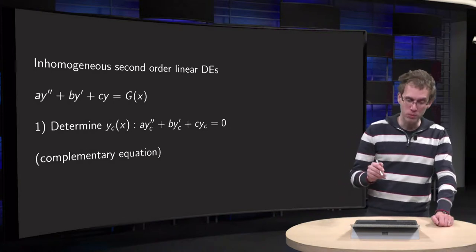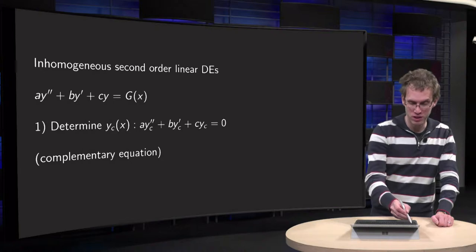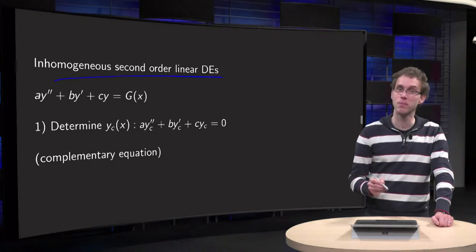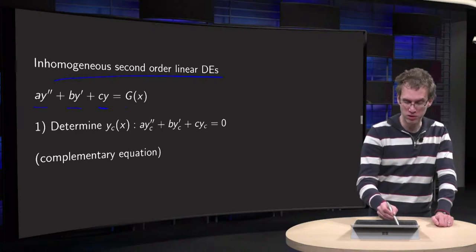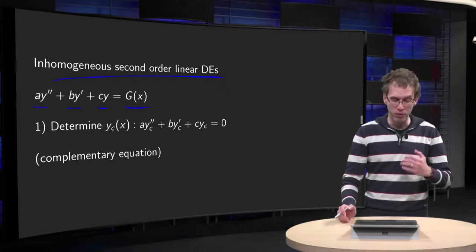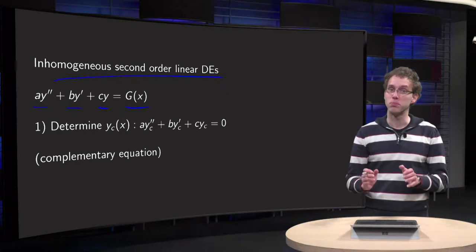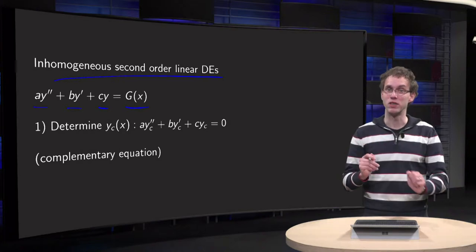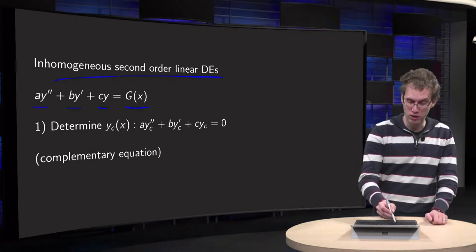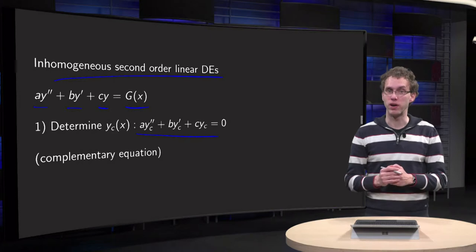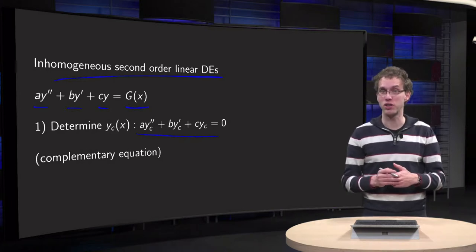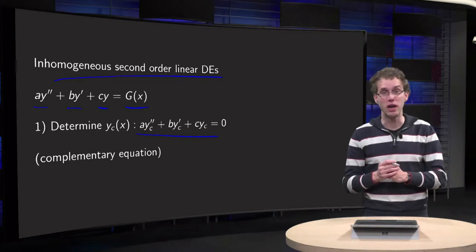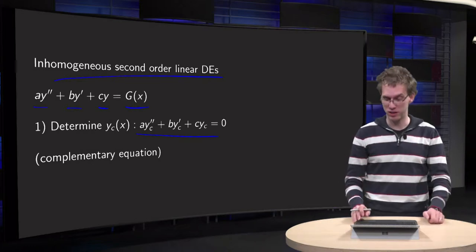So, how do you solve an inhomogeneous second-order linear differential equation? That's a differential equation of the form a times y double prime plus b times y prime plus c times y equals g of x. Well, first of all, we will solve this problem with the right-hand side set to zero, which is called a complementary equation. So we solve the problem for yc: a times yc double prime plus b times yc prime plus c times yc equals zero. I've already shown how to do that, so you can find this yc.